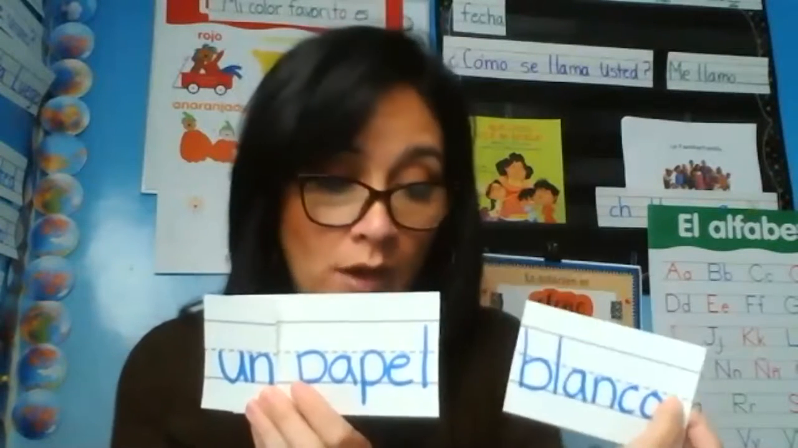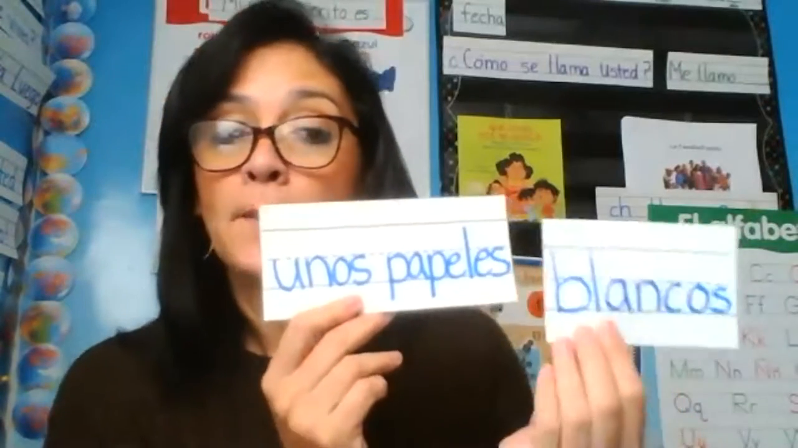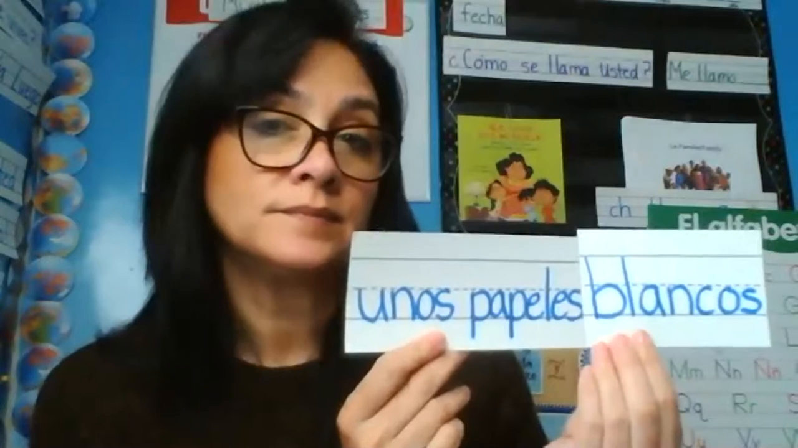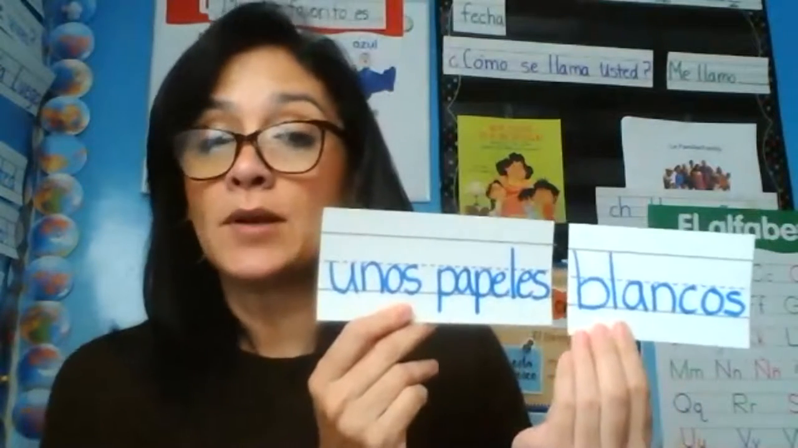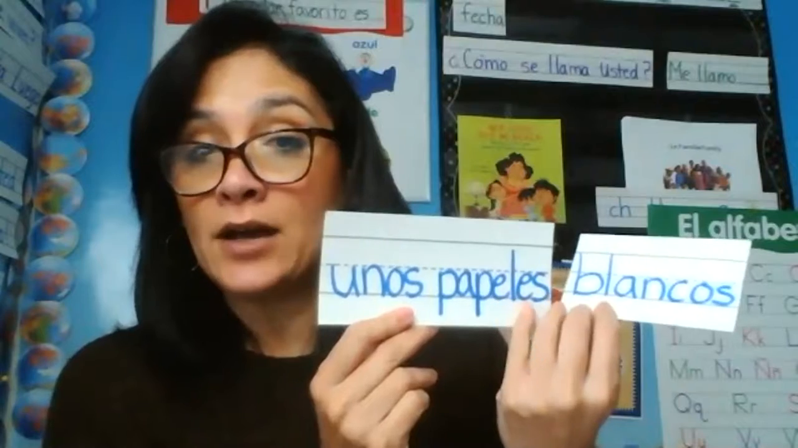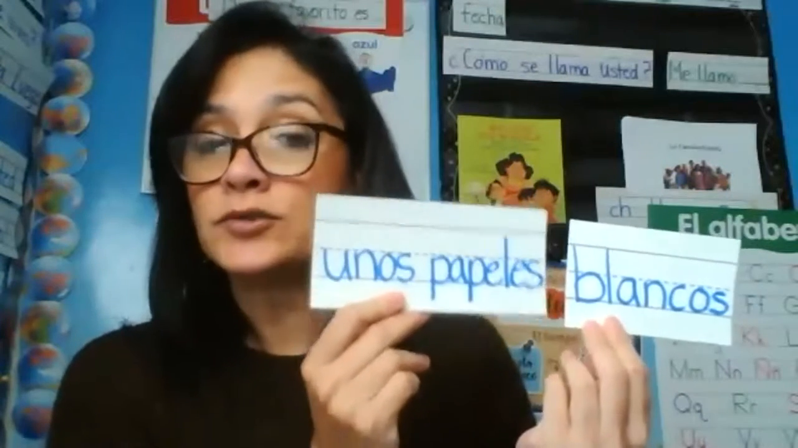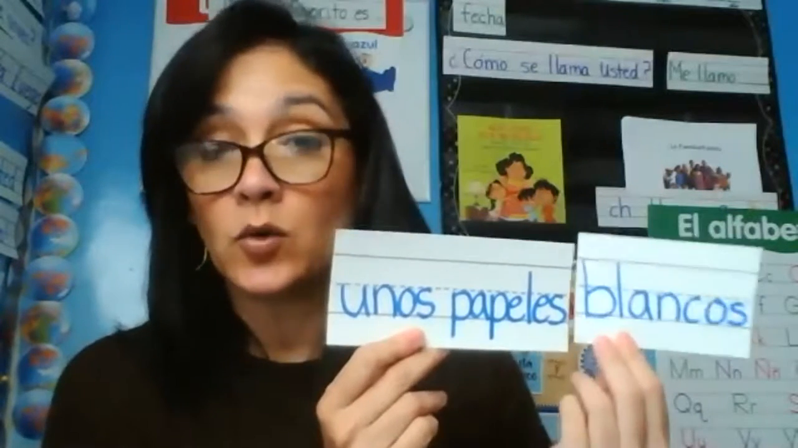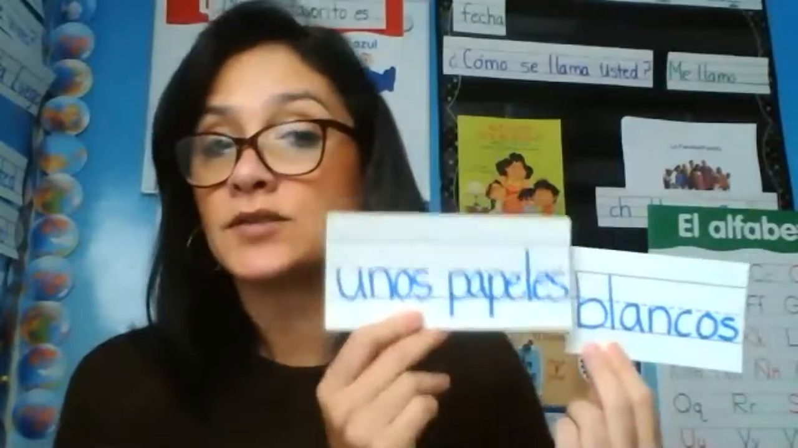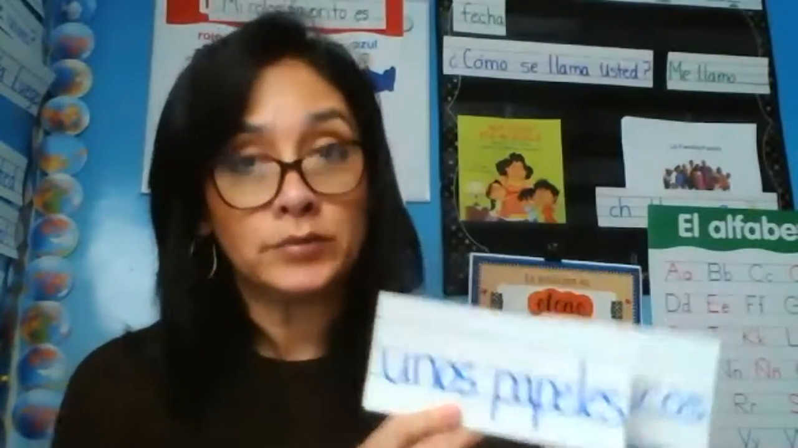Now, if I wanted to make that plural, then I would say, unos papeles blancos. Repite, unos papeles blancos. And this just means some white papers. But remember, in Spanish, if your noun is plural, your article is going to be plural and the color or adjective will be plural. So not just colors, but the adjectives that describe the noun will be plural as well.